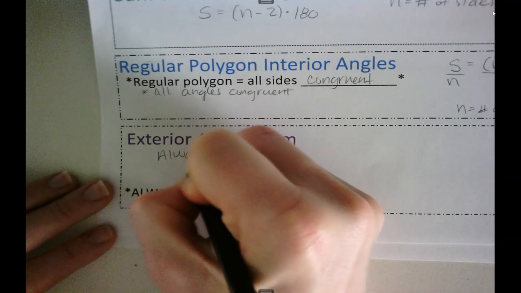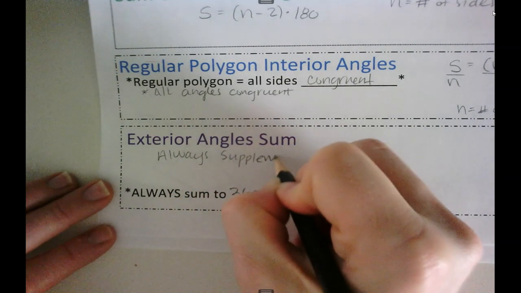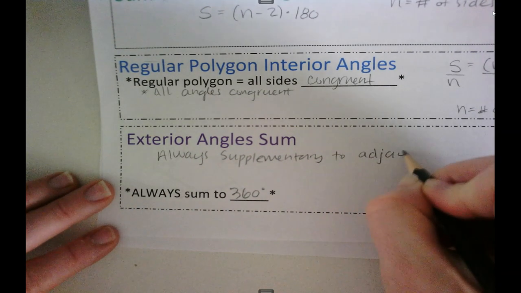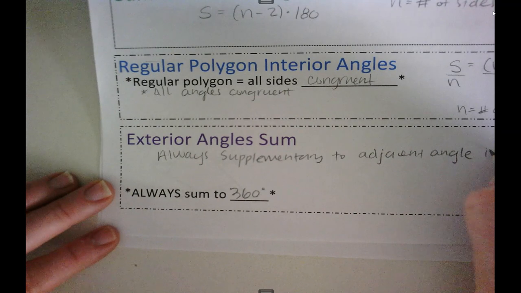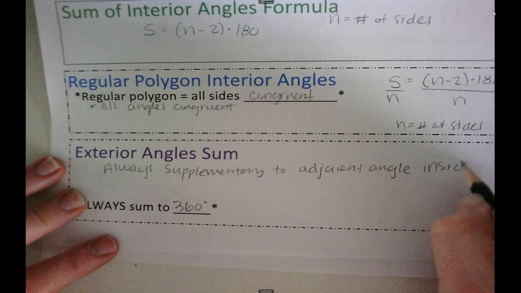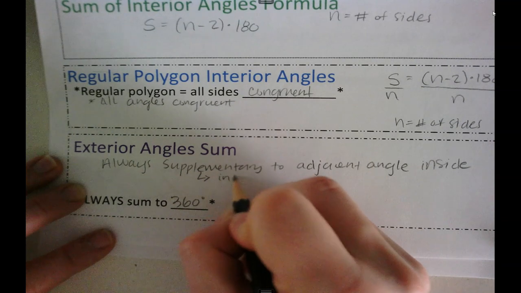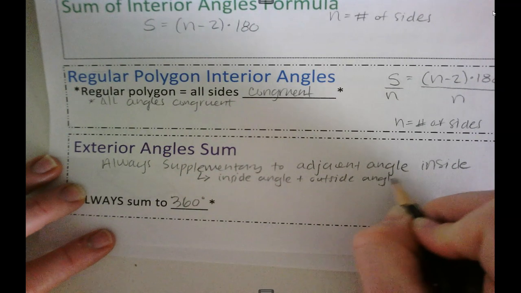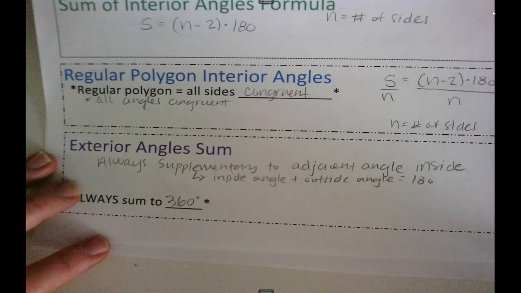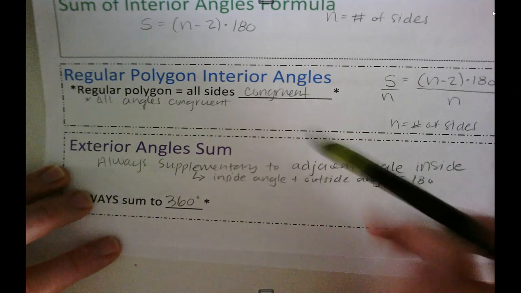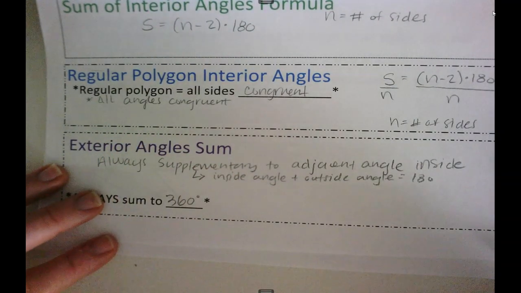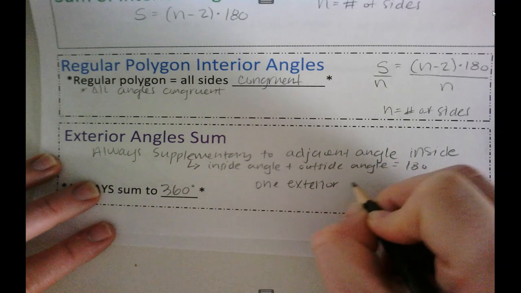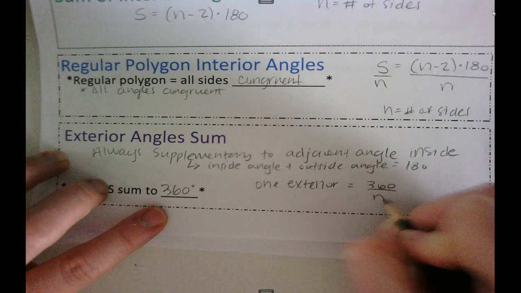And these are always supplementary to the adjacent angle inside. So that means that the inside angle plus the outside angle equal 180 degrees. That's always going to be true as well. And if we are given a regular polygon, just like we were here, and we know the number of sides, then we can find one exterior angle by taking 360 divided by the number of sides.